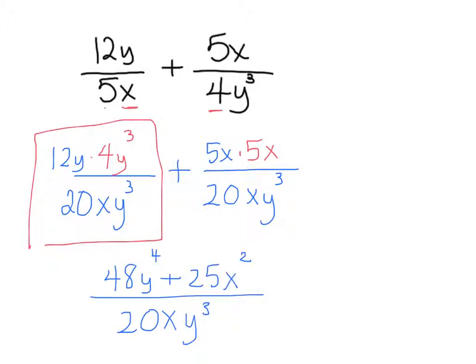Nothing cancels. There is a plus sign in between here. Nothing cancels because there are no factors that are common between 48 and 25 that would also cancel out with the factors of 20. They don't all have a y, they don't all have an x. So there's nothing that can be canceled. That's it.